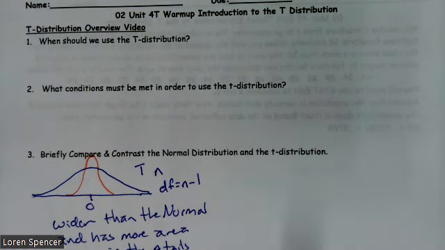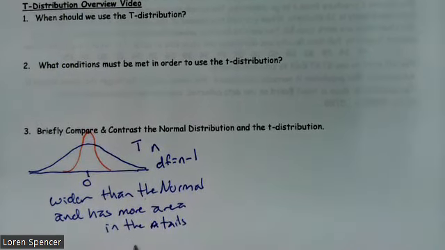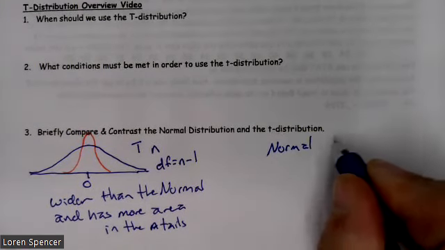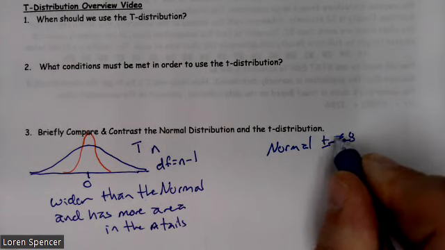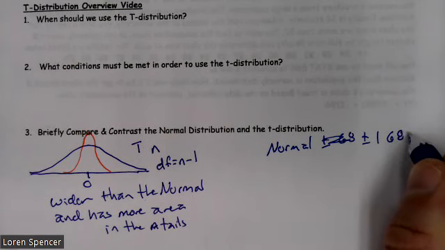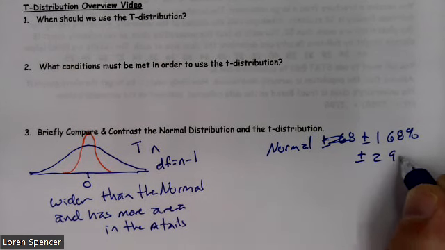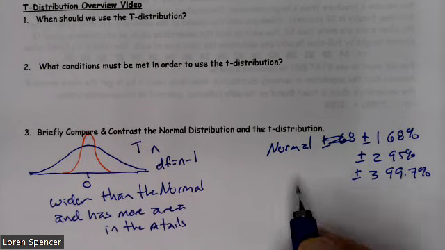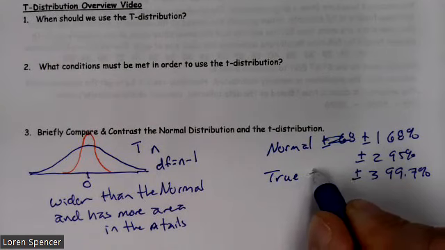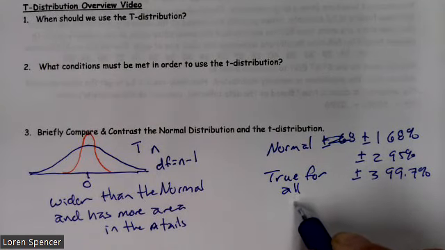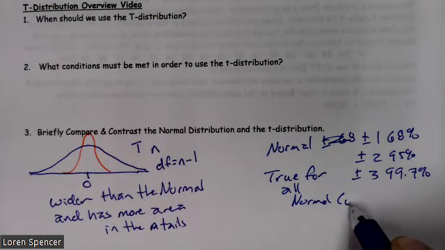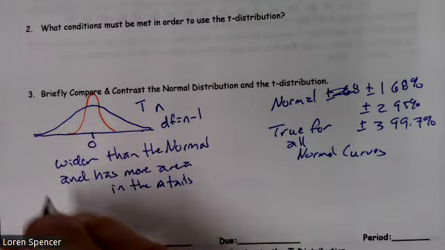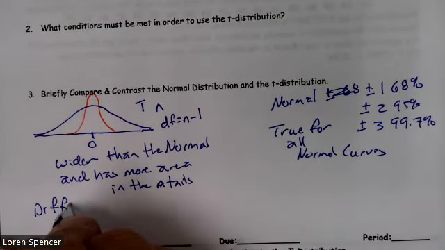With the normal distribution, we had the empirical rule. Plus or minus 1 is 68%, plus or minus 2 is 95%, and plus or minus 3 is 99.7%, and that was true for all normal curves. Well, that's not the case for the T. The T has a different distribution for every single sample size.